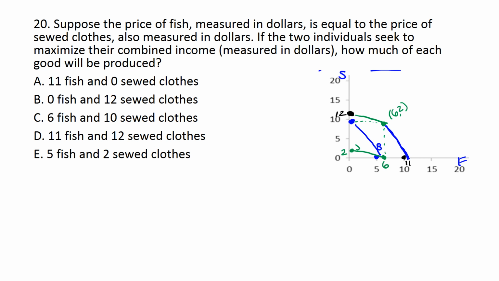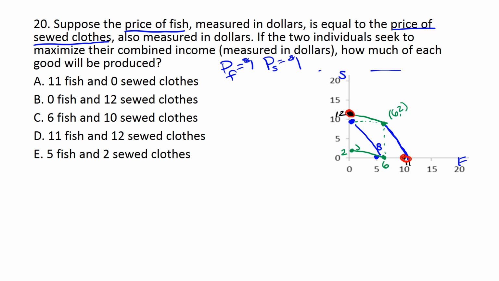All right, so using the information we already have, we know that the price of fish is equal to the price of sewed clothes. And our goal is to maximize their combined income. And so we can choose any price as long as it's the same. And so I'm going to make fish $1 and clothes $1. So let's look at our options on our graph. The first one is 11 fish and no sewed clothes. So it's this point down here. So that's a possibility. The next is no fish and 12 sewed clothes, which is up here. So that's also a possibility.